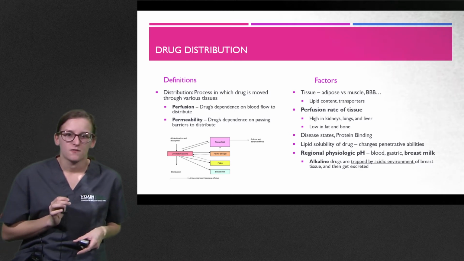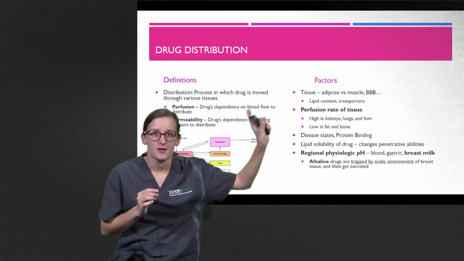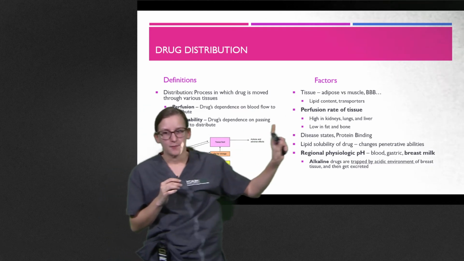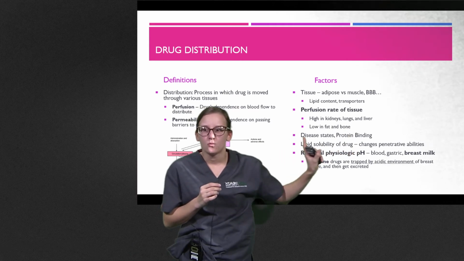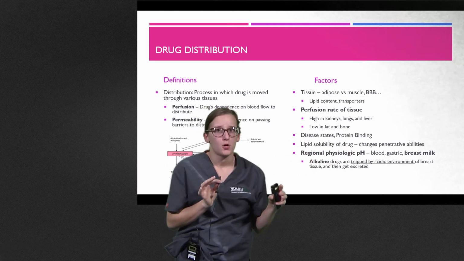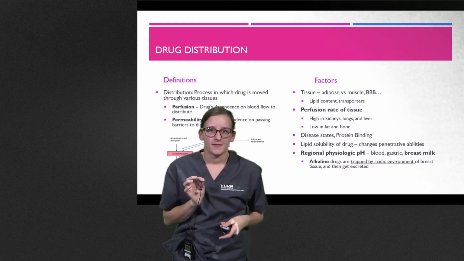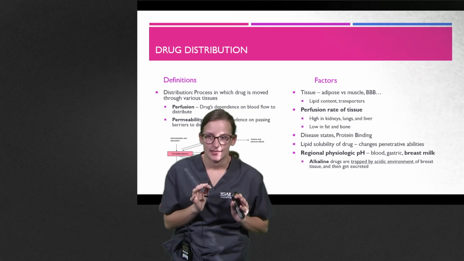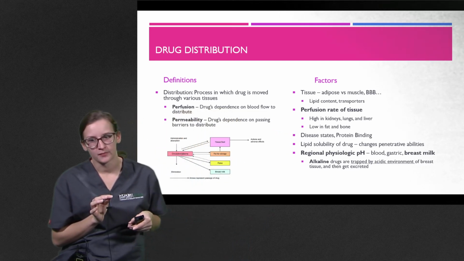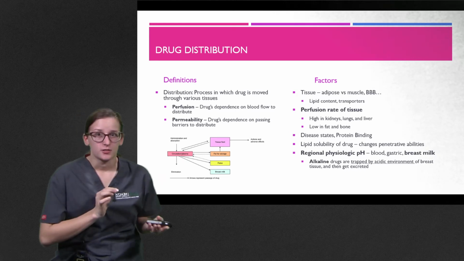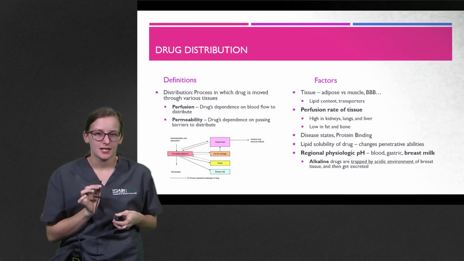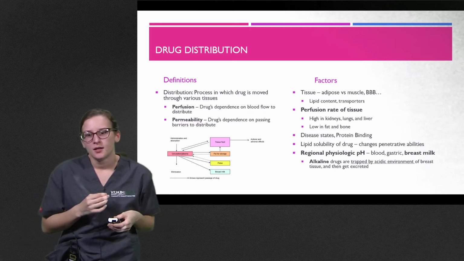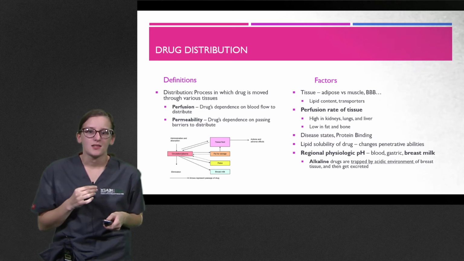So factors to consider: you've got the tissue, so how well does it distribute in there? Do you have a blood-brain barrier in your way? Perfusion rate of the tissue: high perfusers are the kidneys, lungs, and liver. Low would be fat, bone, but not bone marrow. Bone marrow is where the red blood cells are made and where different things happen. But the bone itself, the calcium and the osteoclasts, osteoblasts, is not very perfusable. Then disease states, protein binding, how well does that drug bind? Disease states like, are you volume overloaded? Do you have too much fluid in your body? That might dilute the drug. Then the lipid solubility of a drug, and the pH.